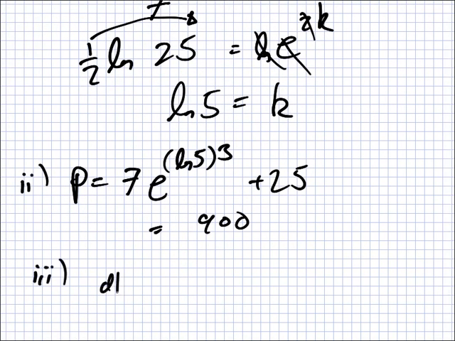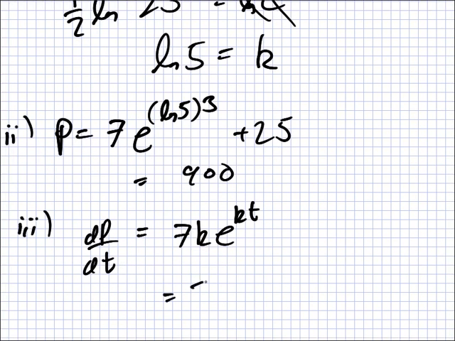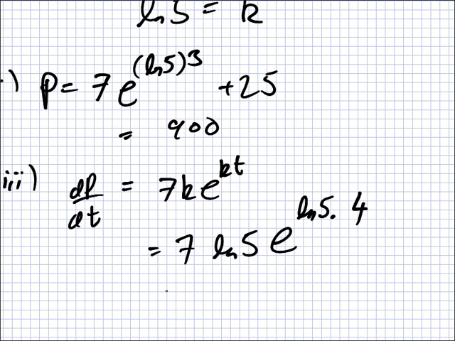And then dP/dt. Yes. That's 7k e^(kt), which is 7 log 5 times 5^t, which is 7,000, roughly this. Yeah. Okay, that's okay so far.